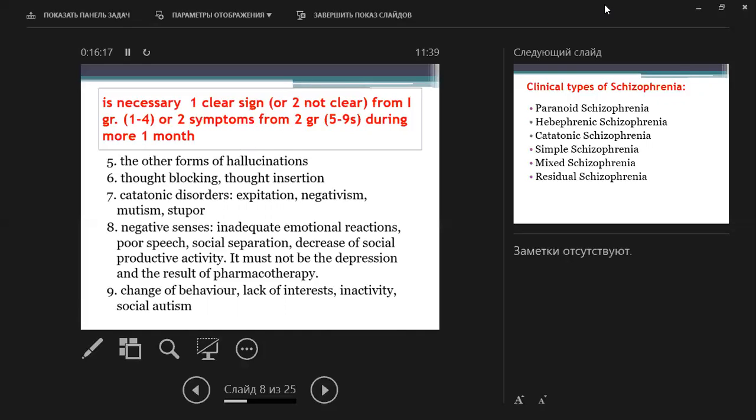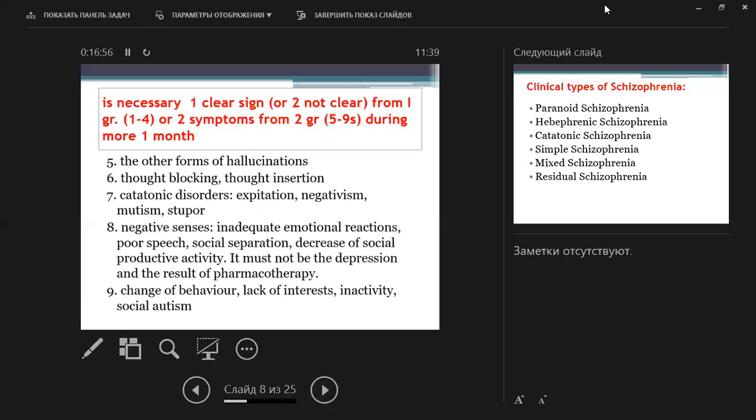Next, catatonic disorders. Catatonic disorders may be expectation, negativism, mutism, stupor, catatonic stupor, for example, when a person stays in one pose a long time due to muscle tension. Next, negative symptoms. It is inadequate emotional reactions, poor speech, social separation, decrease of social productive activity. It must not be depression or the result of pharmacotherapy.